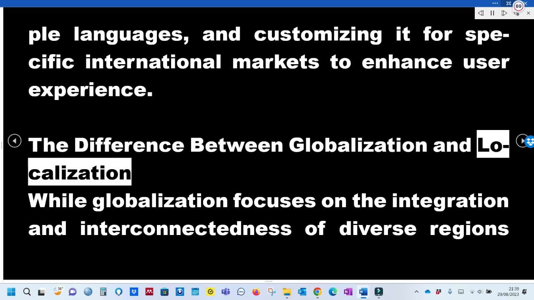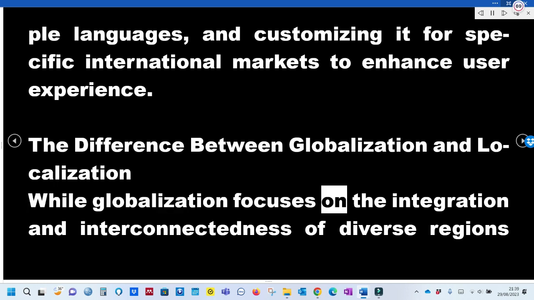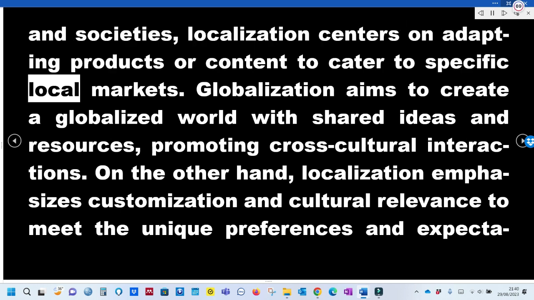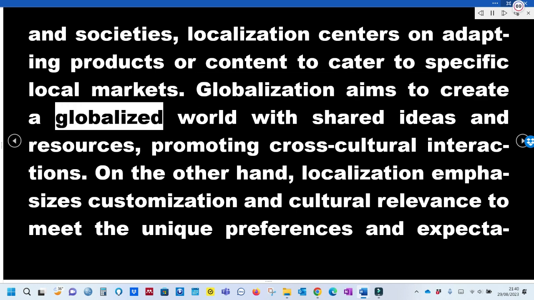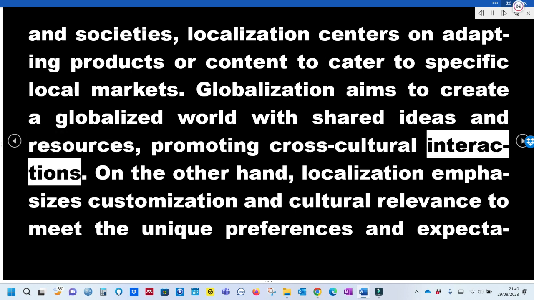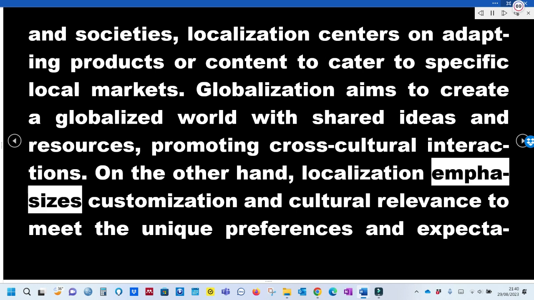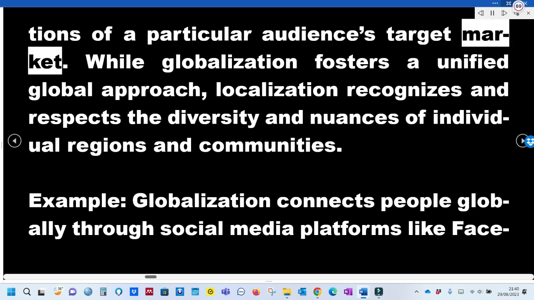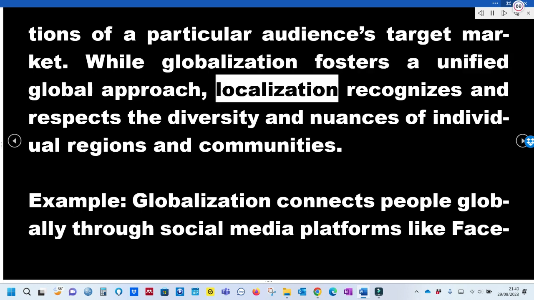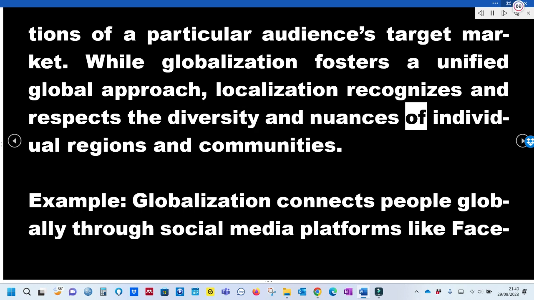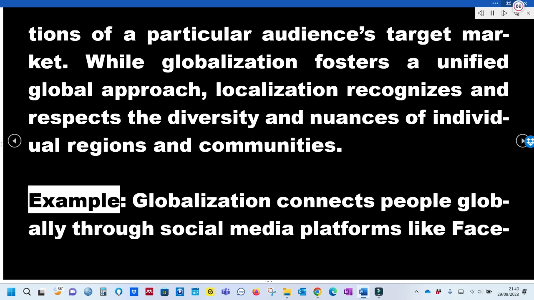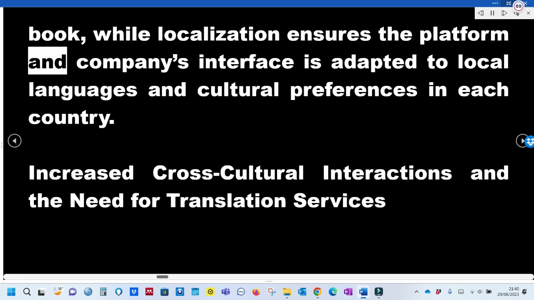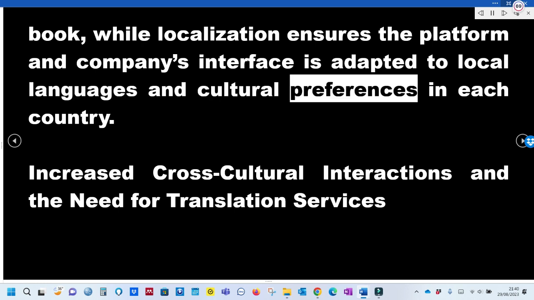The difference between globalization and localization. While globalization focuses on the integration and interconnectedness of diverse regions and societies, localization centers on adapting products or content to cater to specific local markets. Globalization aims to create a globalized world with shared ideas and resources, promoting cross-cultural interactions. On the other hand, localization emphasizes customization and cultural relevance to meet the unique preferences and expectations of a particular target market. While globalization fosters a unified global approach, localization recognizes and respects the diversity and nuances of individual regions and communities. Example: globalization connects people globally through social media platforms like Facebook, while localization ensures the platform's interface is adapted to local languages and cultural preferences in each country.